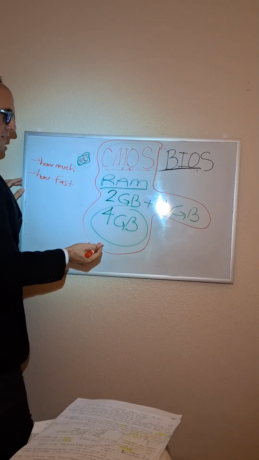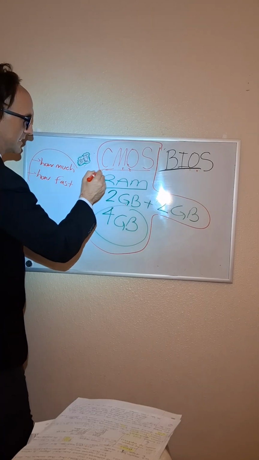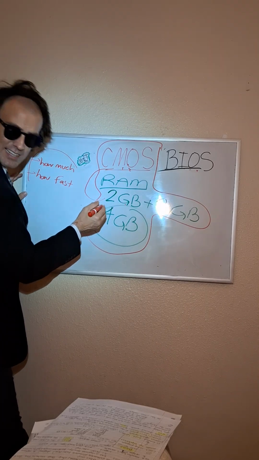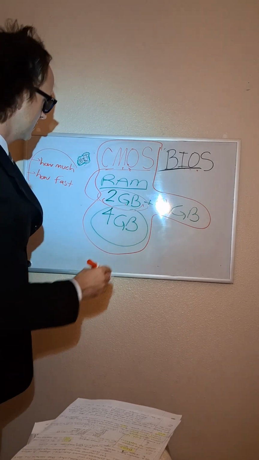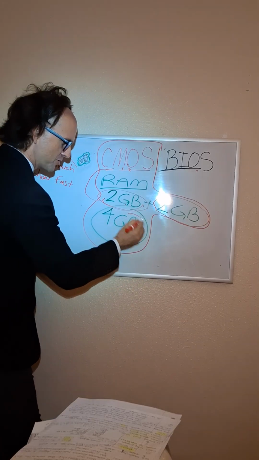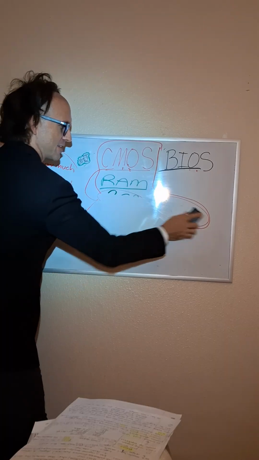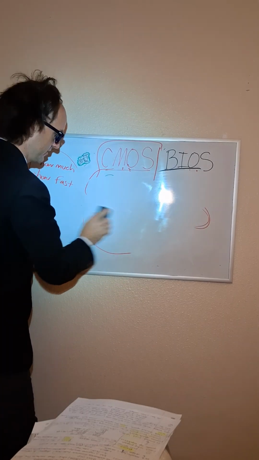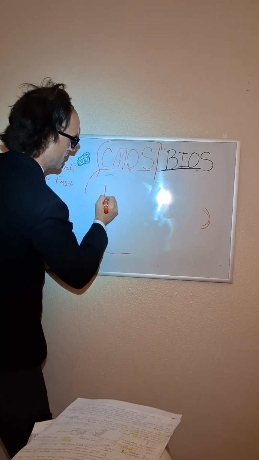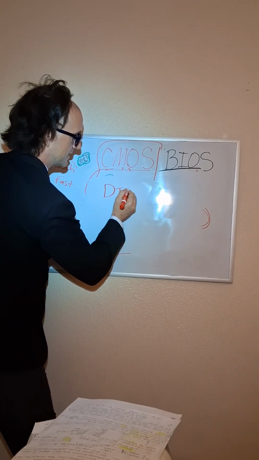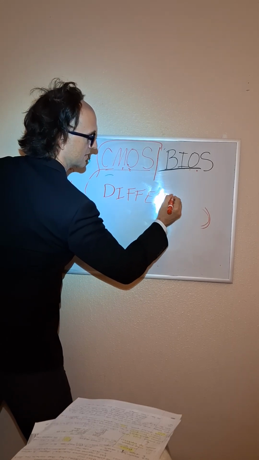And so whenever we start, if we add some RAM, say we have 2 gigabytes and we add 2 more gigabytes, whenever we start the computer over, the CMOS is going to say, wait a minute, last time we started up, we only had 2 gigabytes. But now we see there's 2 more gigabytes, so there's 4 gigabytes. And the CMOS is going to say there's an error.